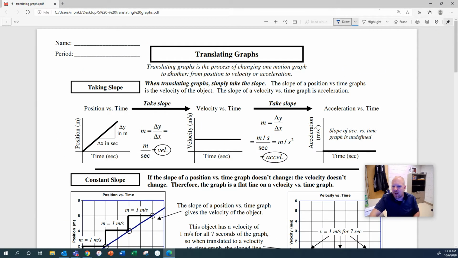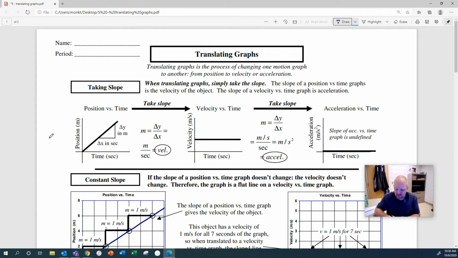Translating graphs is the process of changing one motion graph to another, from position or velocity versus time to velocity or acceleration versus time. One of the first most important concepts here is what velocity and acceleration are. Velocity is a change in position over time, and acceleration is a change in velocity over time. And how you indicate change on a graph involves slope.